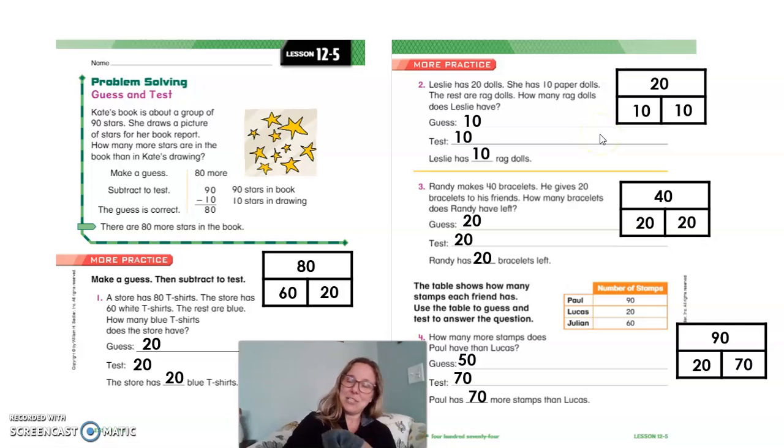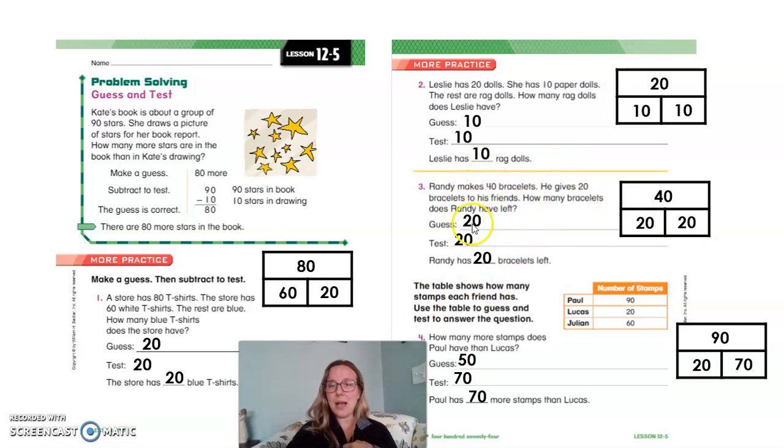Looking on the back side, so you turn your page here, it said Leslie had 20 dolls. 10 of them were paper dolls, the rest were rag dolls. So I took 20 as my whole, and my 2 parts were 10 and 10. I guessed 10. When I tested it, I got 10. So the answer was 10. If you had that correct, even if your guess was different than mine, it's okay if we didn't guess correctly, but if you had the test and the answer correct, give yourself a star.